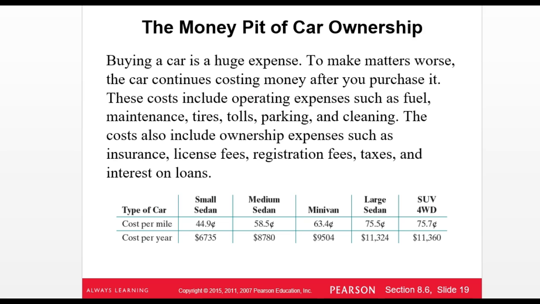All right, another example. Buying a car is obviously a huge expense. The car continues costing money after you purchase it, right? Because we've got to get tires, and we've got to get the oil change, and we've got to get the brakes checked, and the tires rotated, all these different things. All these are expenses that go into the car other than just owning it and paying that monthly payment. Insurance, licenses, registration, taxes, all the interest on the loans, that's just a bunch of different things that go into this stuff.